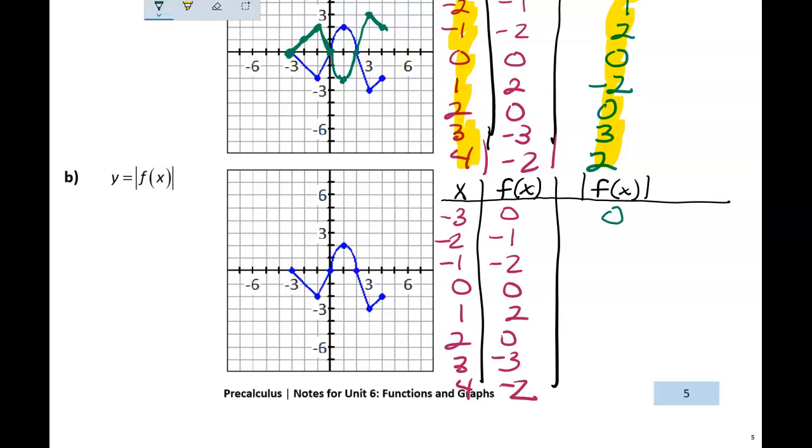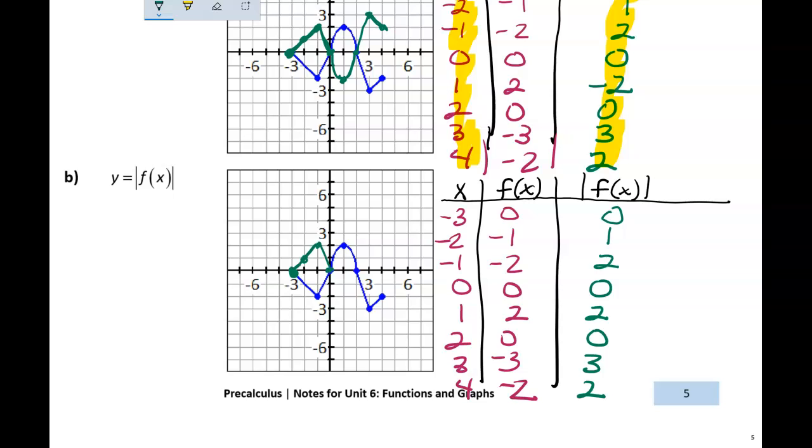Absolute value of 0 is 0. Next one is 1, 2, 0. The absolute value of our positive numbers is still positive. And then 3 and 2 at the very end. All right, let's graph those. -3, 0, -2, 1, -1, 2, and 0, 0.